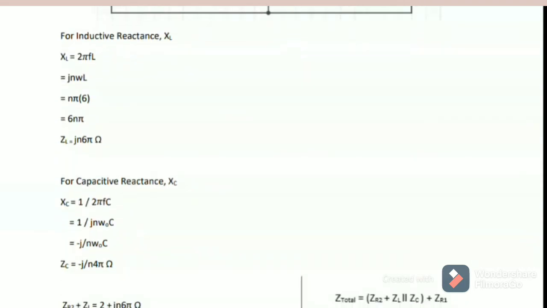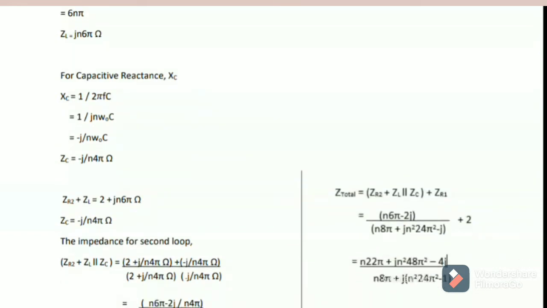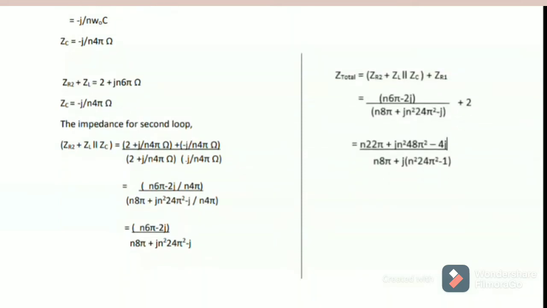Next, for capacitive reactance, we know the formula is 1 over 2 pi f C. Then we solve the equation, we've got the answer is negative j over n 4 pi ohm. Next, we need to find the impedance for the second loop. The formula is ZR2 plus ZL parallel ZC. Then we solve the equation, we've got the answer n 6 pi minus 2j over n 8 pi plus j n square 24 pi square minus j.